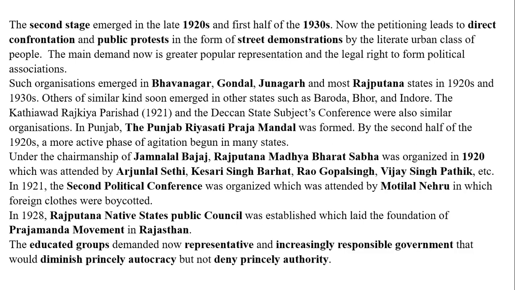These are all very legendary figures in Rajasthan's history. And Arjun Lal Sethi would eventually be very instrumental in forming the Jaipur Rajya Prajamandal in 1931, which we are going to see. But understand, the Rajputana Madhya Bharat Sabha was organized in 1920 under the chairmanship of Jamna Lal Bajaj. I'm reasserting that he was also called the fifth son of Gandhi. In 1921, the second political conference was organized, which was attended by Motilal Nehru, the father of Jawaharlal Nehru, in which foreign clothes were burned. And this was the modus operandi of the non-cooperation movement.